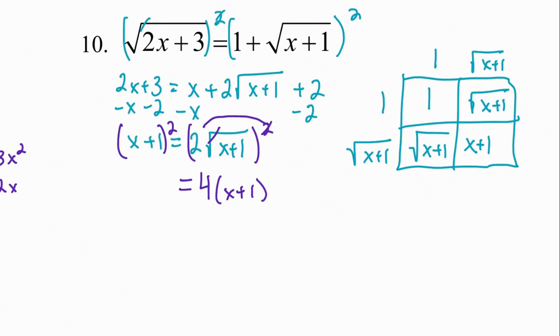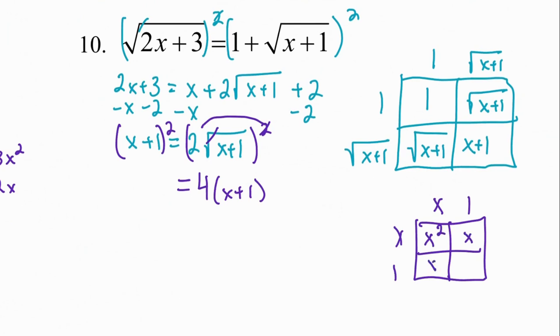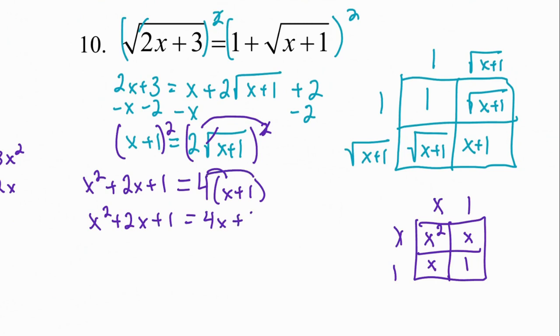And then on the left side, again, I am going to do the box. So I do x plus 1 times x plus 1. x times x is x squared, x times 1 is x, x times 1 is x, and 1 times 1 is 1. So I'd get x squared plus 2x plus 1. On the right side, I am going to distribute that 4. So I'd get 4x plus 4.